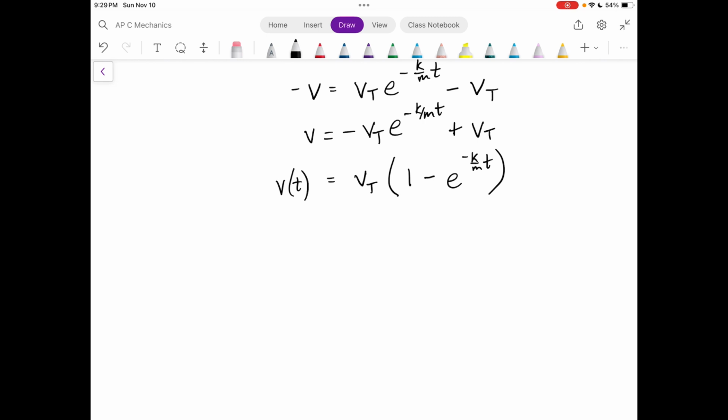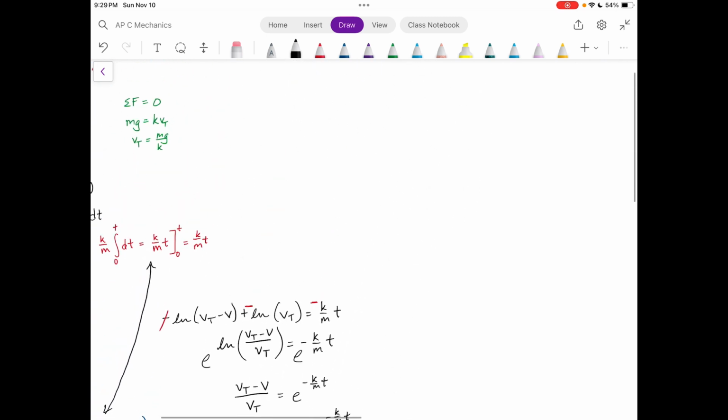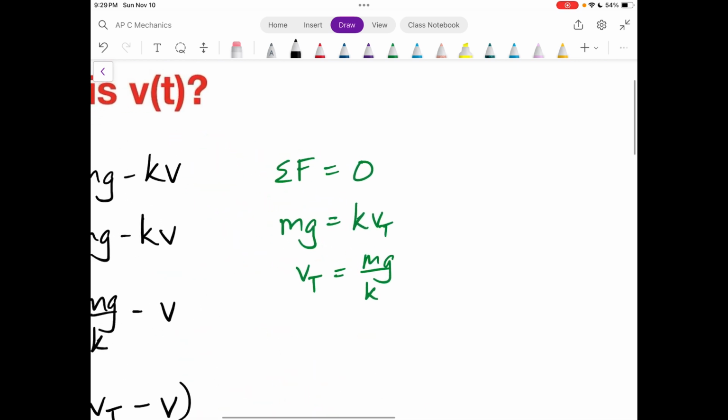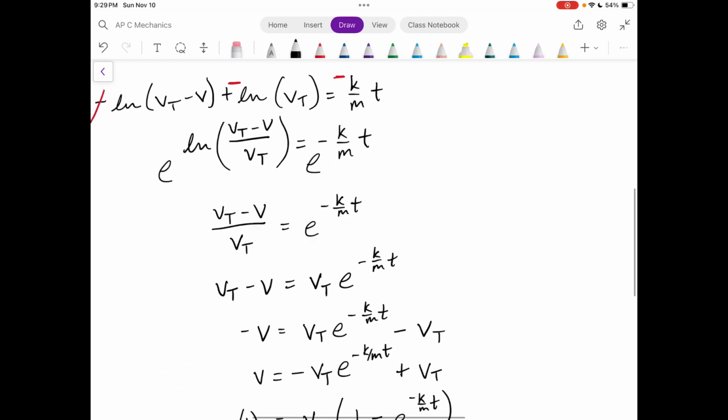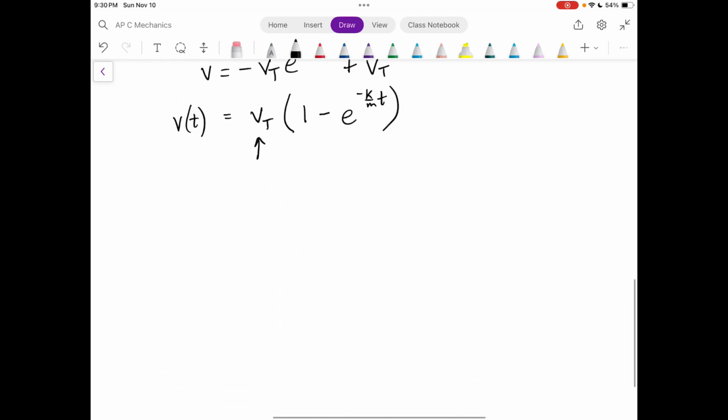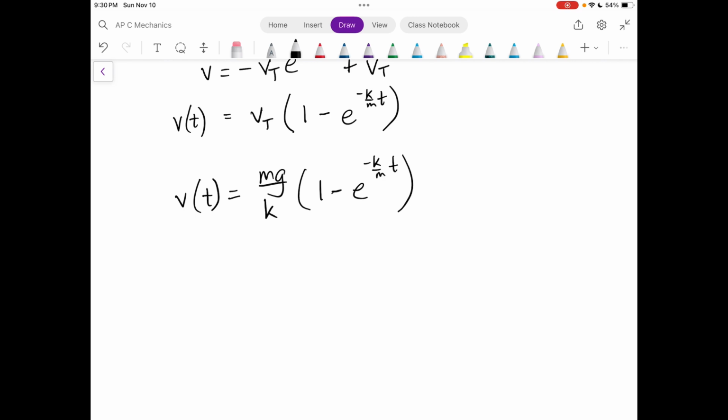But wait, remember, we had substituted vt ages ago. Up here, we had said that terminal velocity was defined as mg over k. So let's go ahead and put that back in because we have those values. So our final formula is going to be v, velocity as a function of time, is equal to mg over k times 1 minus e to the negative k over m t, and that is a wrap.